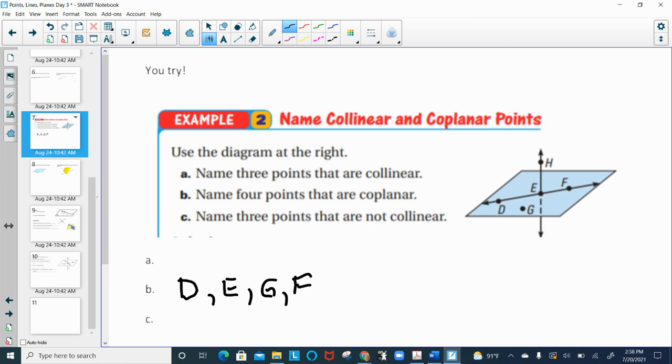Now, the point H, I left that out. Why did I do that? Well, that point H, if you look at it, it's up above the blue plane. It's like up in the air. Like if you're standing on the blue plane, that's the ground, and H is up above you. So H is not on that plane. So we can't include that. So those are the 4 points that are coplanar.